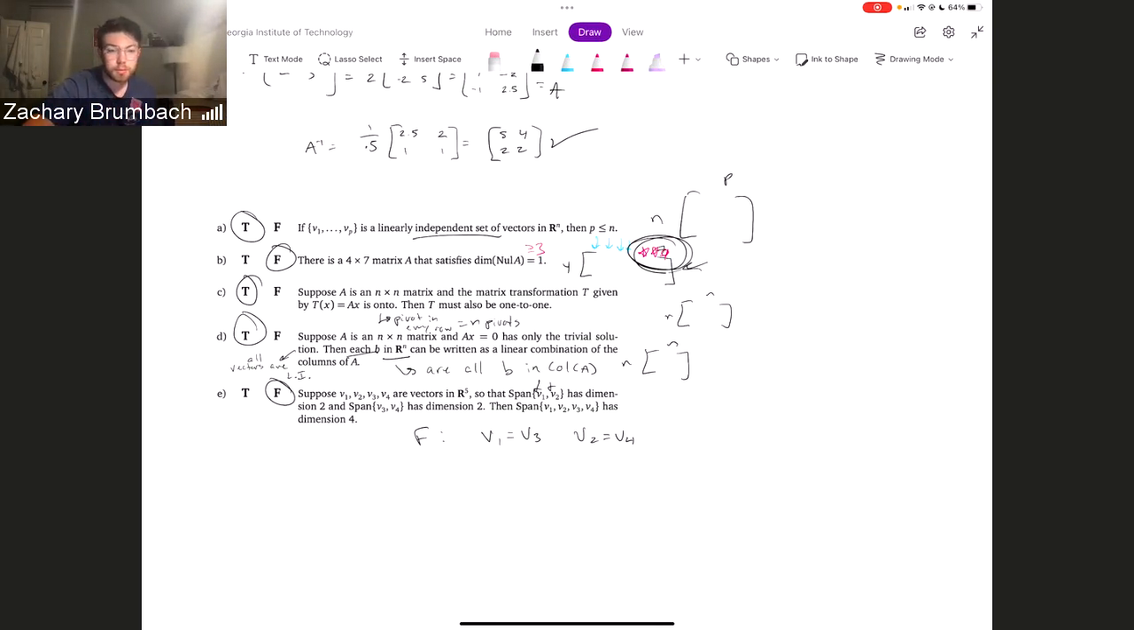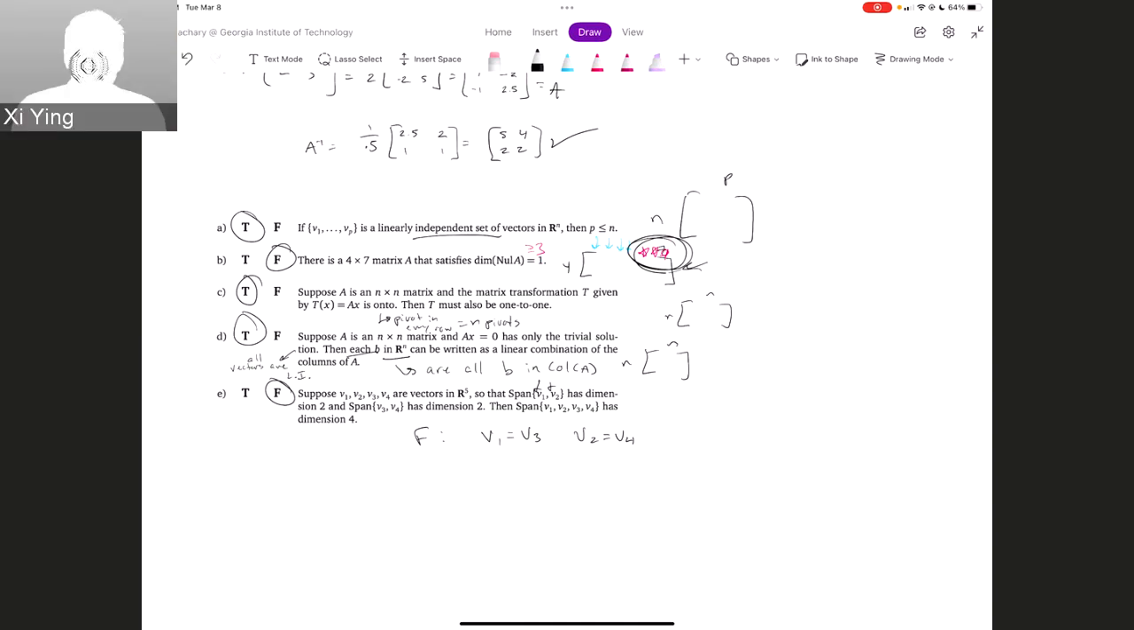And then for A, if p is less than n, then p is the number of columns, right? Yeah, p is the number of columns because that's how many vectors we have. It would be a tall matrix. Yeah, that's one way to think about that. Okay, never mind. I answered my own question.